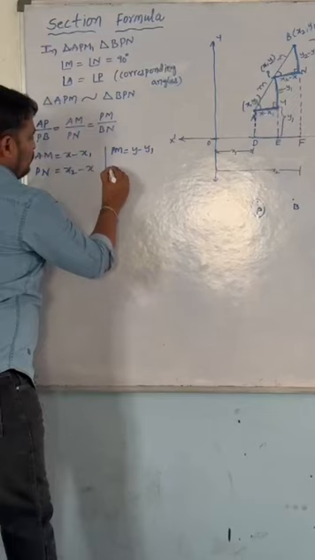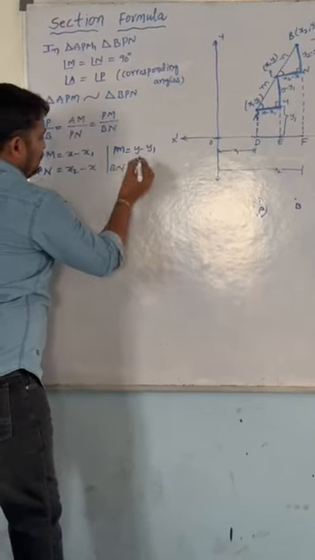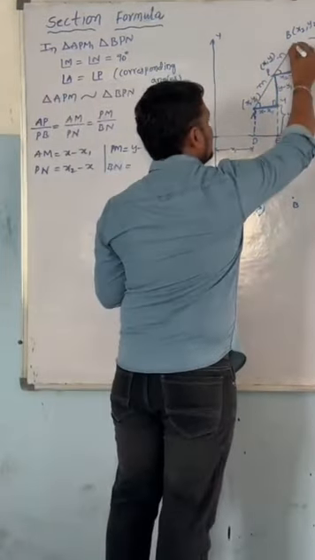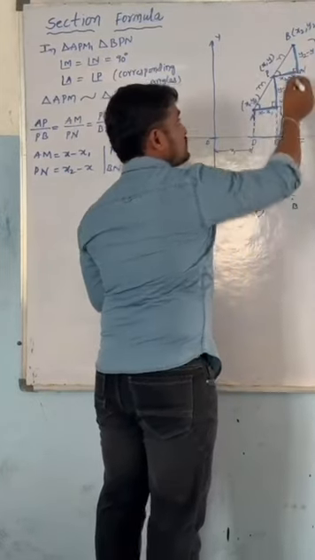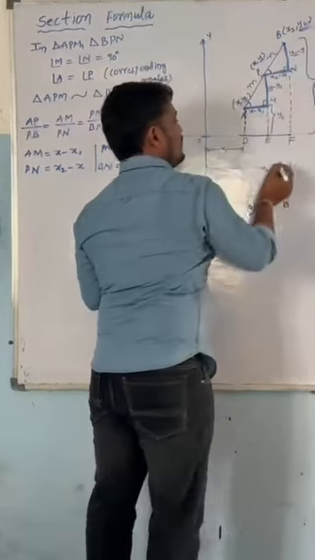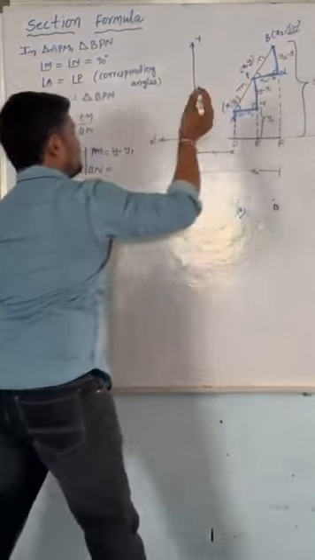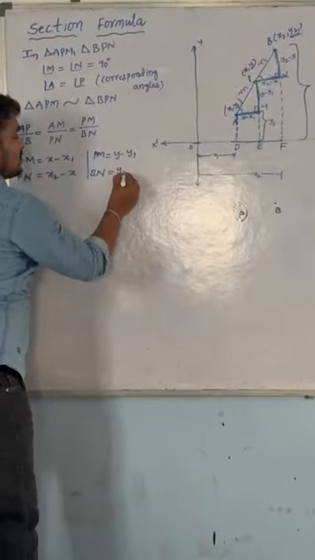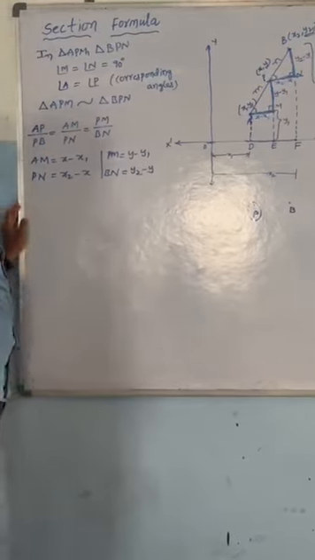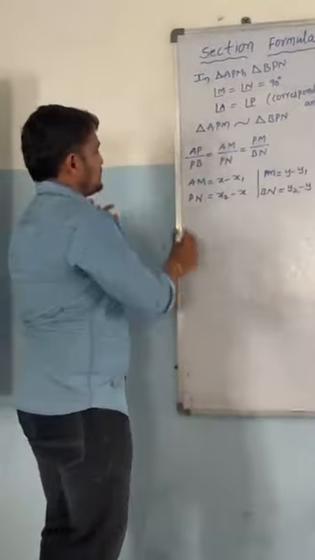The same way, we have to find the value of BN. Where is BN? So here we have BN. From the x-axis to B is y2 and from the x-axis to N is y. If you subtract them, you can get the BN value, that is y2 minus y. Now you have all the values. Now we can substitute.